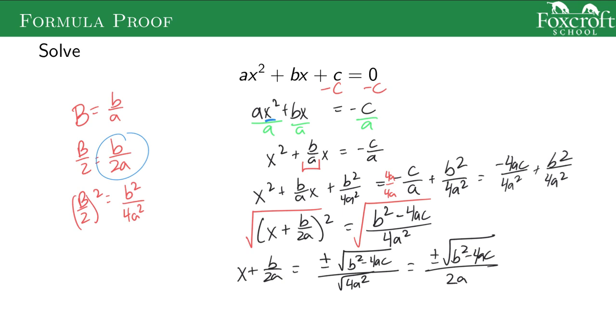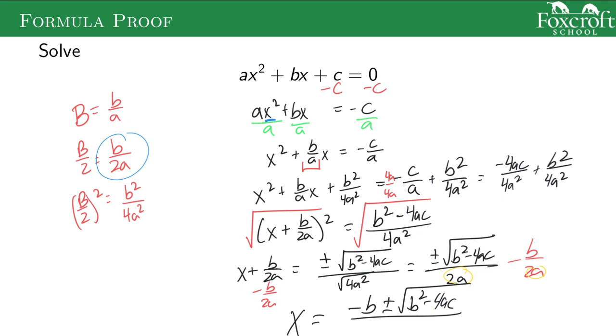And now the last thing, to get x all by itself, I have to subtract b over 2a from both sides. And luckily, now x is by itself. On the right-hand side, these already have a common denominator, so I can combine them, and I'm going to put the negative b in the front. I'm going to combine that with the plus or minus the square root of b squared minus 4ac, and divide that by the common denominator, 2a. You notice this is exactly the quadratic formula. So we just proved where the quadratic formula comes from.